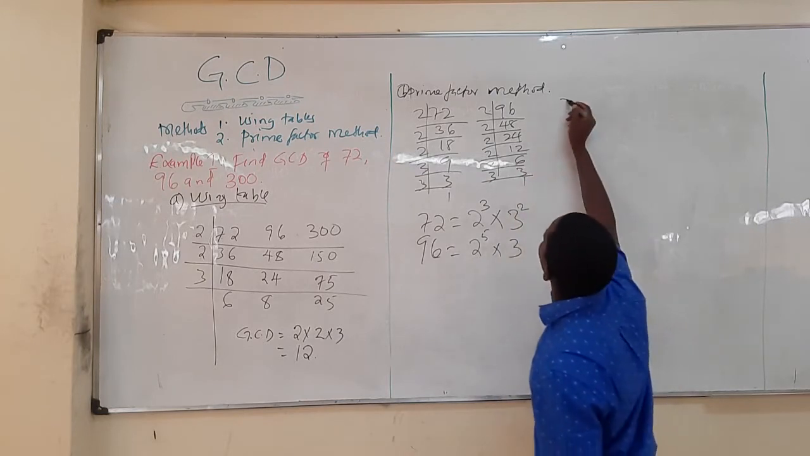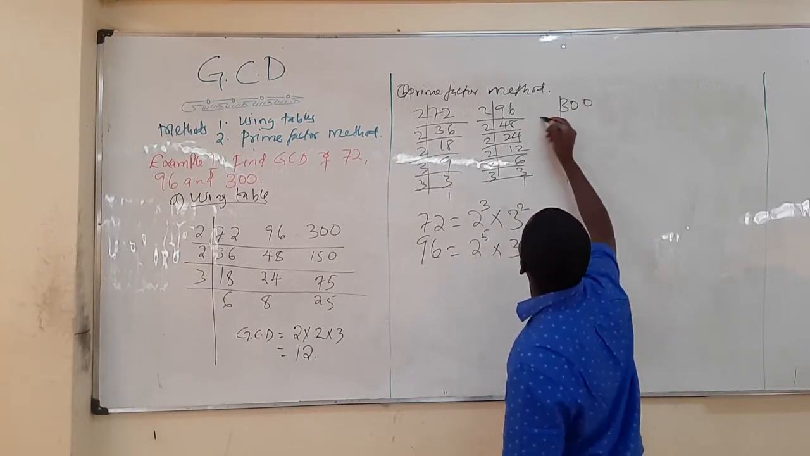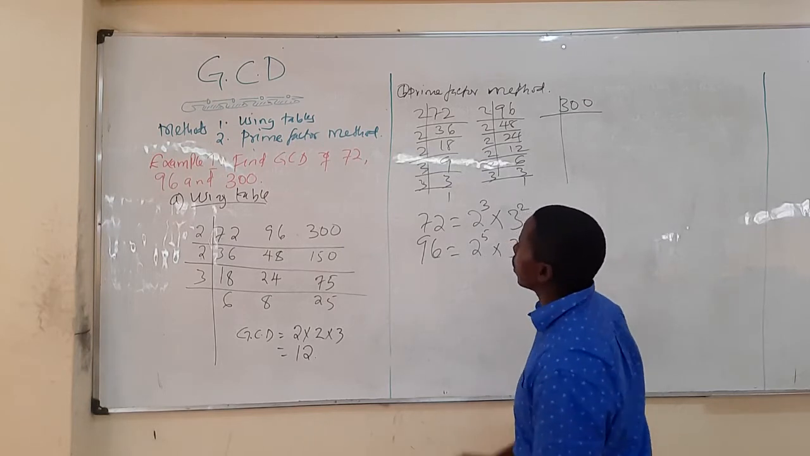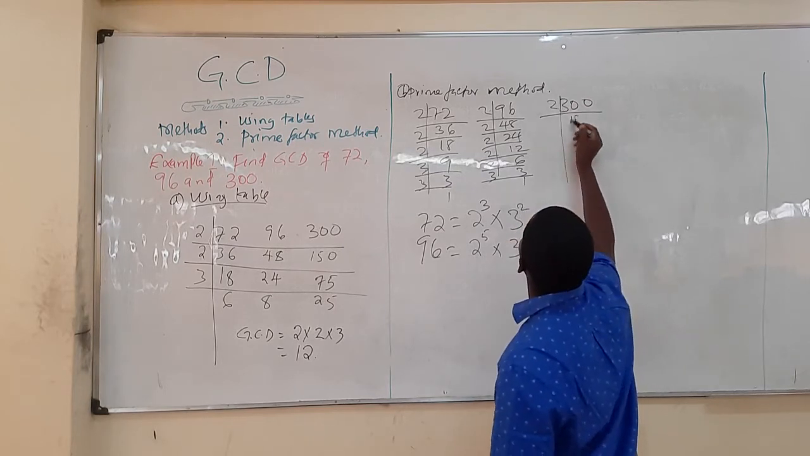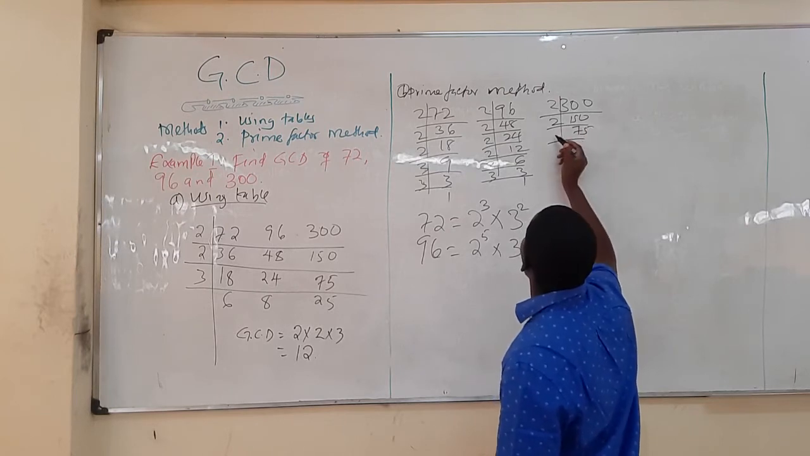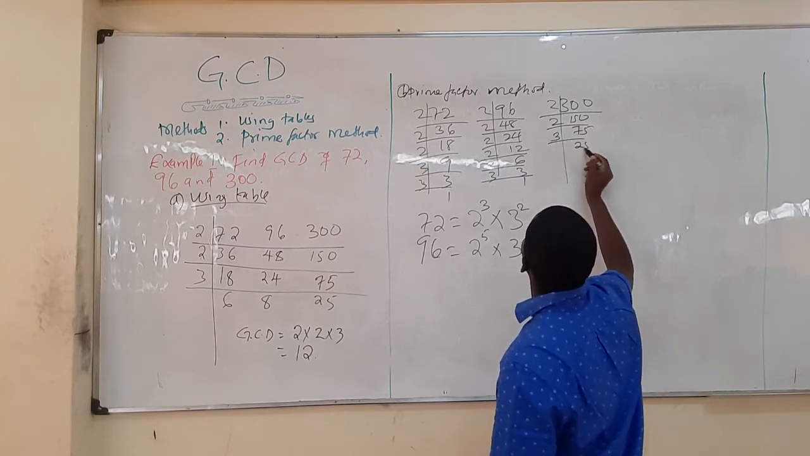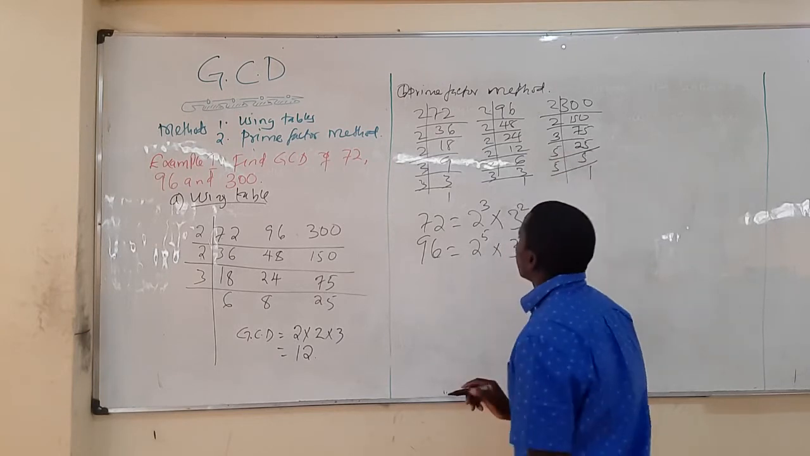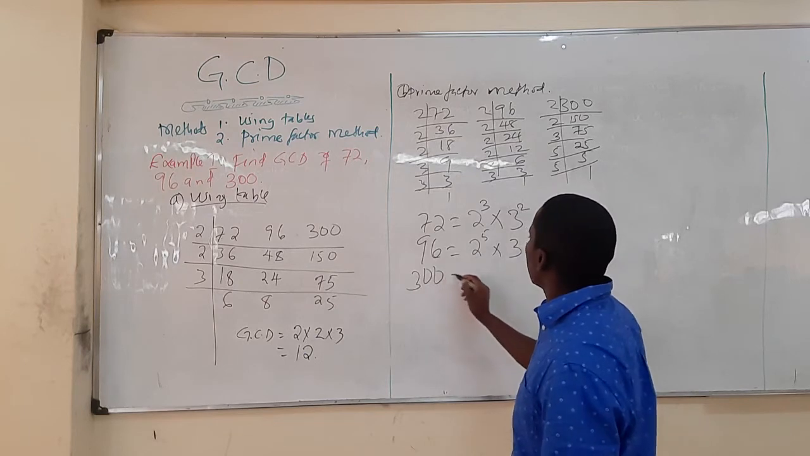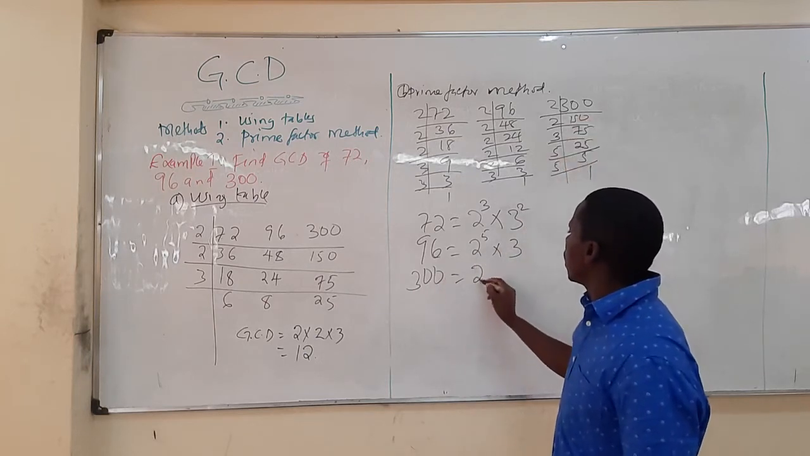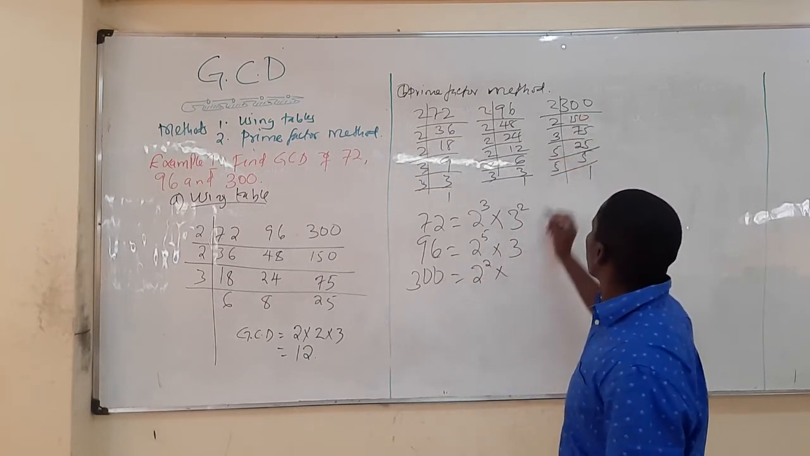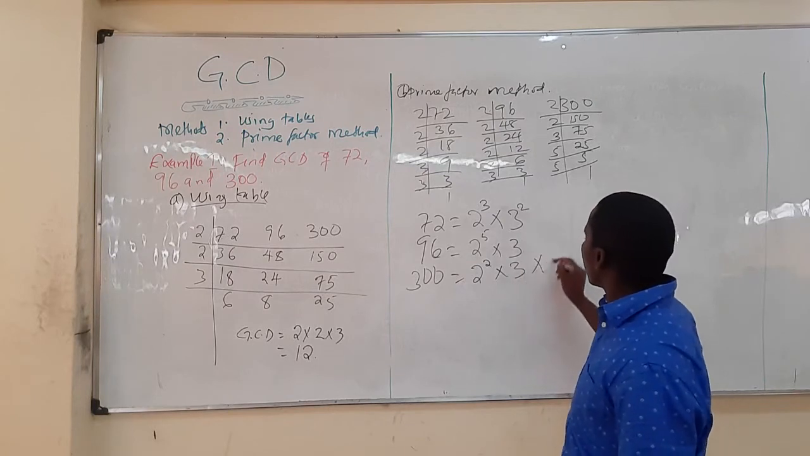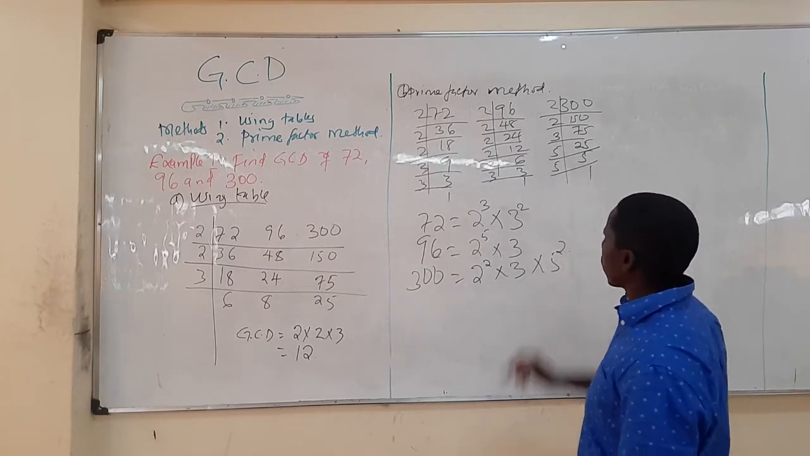Then the other number is 300. So write it in terms of prime factor form. By 2, 150. By 2, 75. By 3, 25. By 5, 5. By 5, 1. So 300 is the same as 2 squared times 3 times 5 squared.